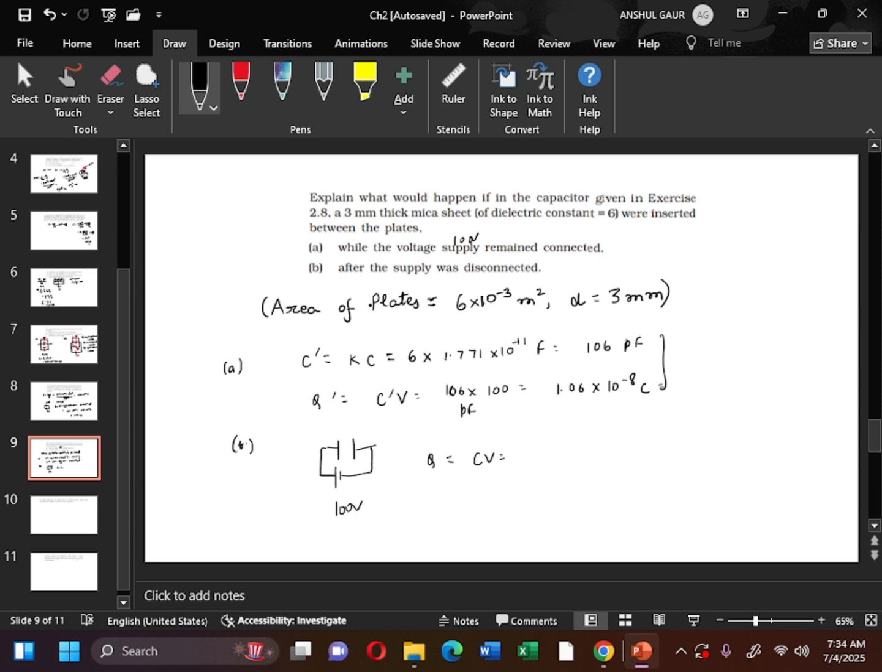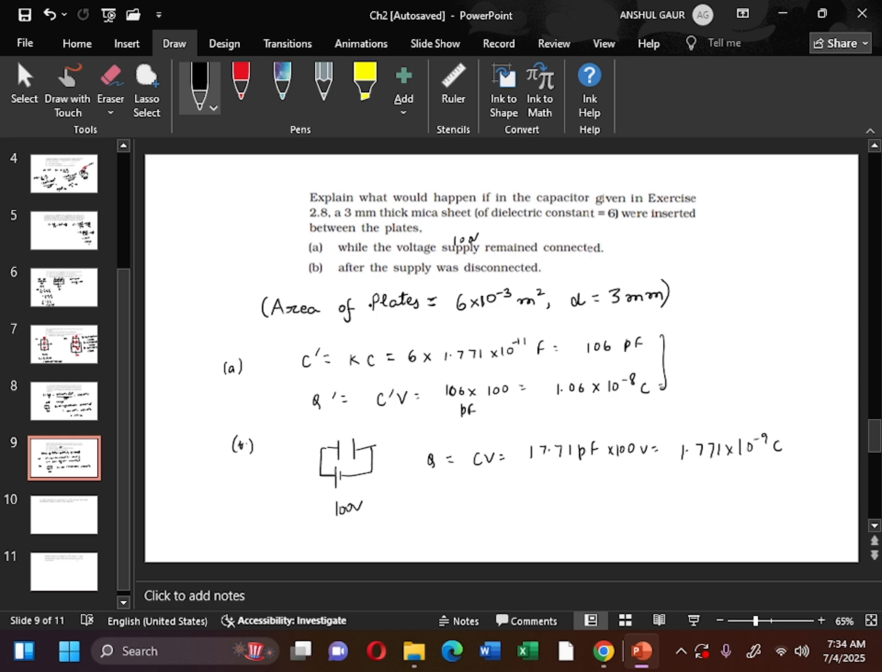is equal to CV, and C for the previous problem was 17.71 picofarad and the voltage was 100 volts. So the charge is 1.771 into 10 raised to the power minus 9 coulombs. This we have calculated in the previous problem. So this is the charge.